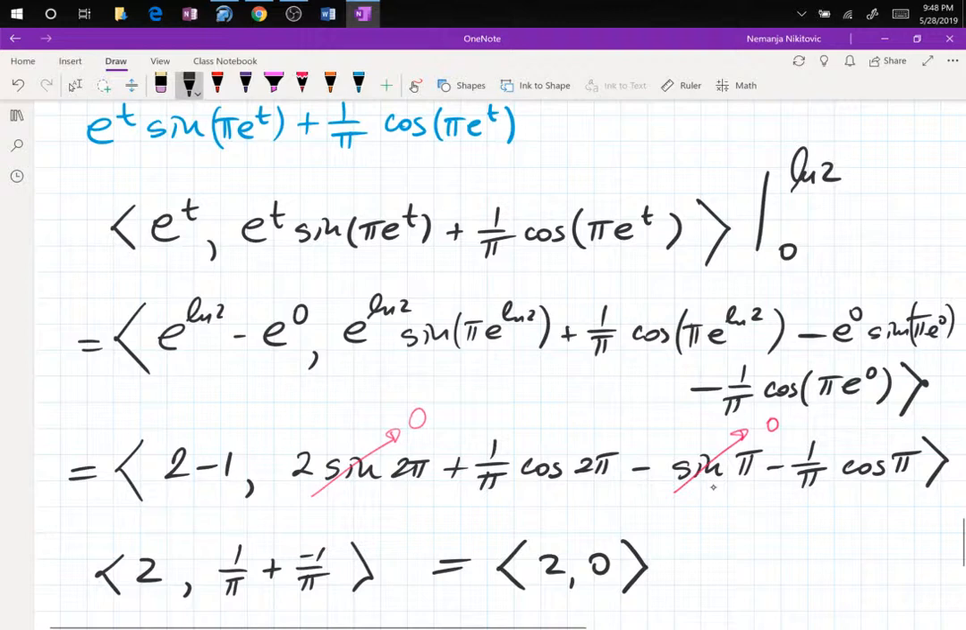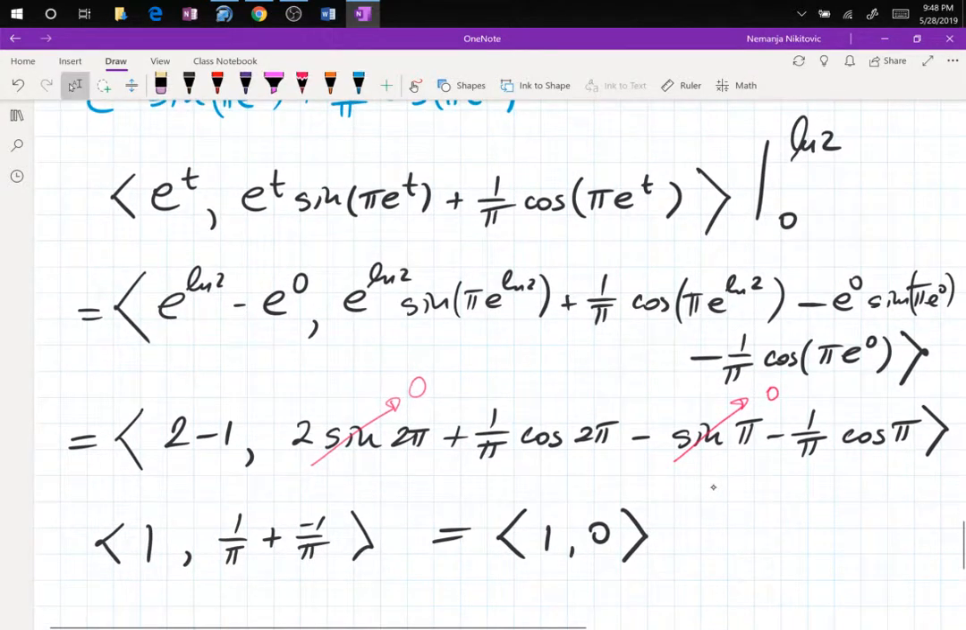That's 1, 0. What happened? 2 minus 1 is 2. Of course, 2 minus 1 is 1. Please pay attention. It's clearly 1. Because 2 minus 1. Thank you. So 1, 0. Cool, huh?